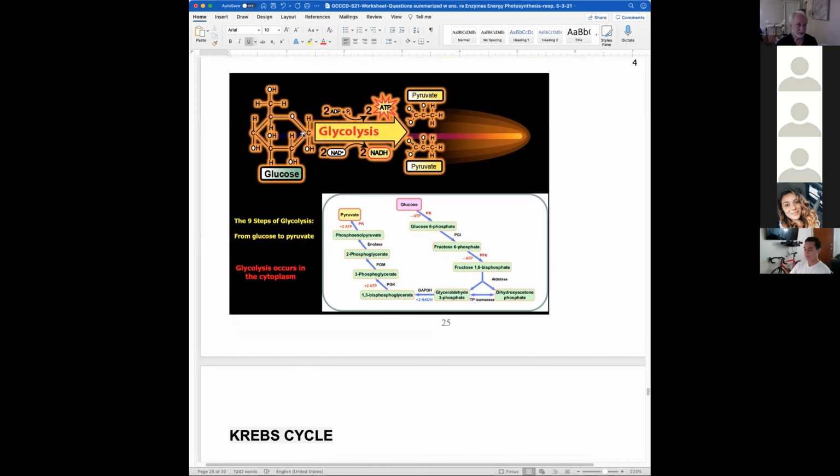Now, this glycolysis is usually shown as one step from glucose to pyruvate, but in fact, it involves 9 steps shown here. So you don't need to learn these, but I just want you to be aware that glycolysis is a very complicated process with 9 steps in it. It occurs in the cytoplasm. It's not just a one-step process to go from glucose to pyruvate.